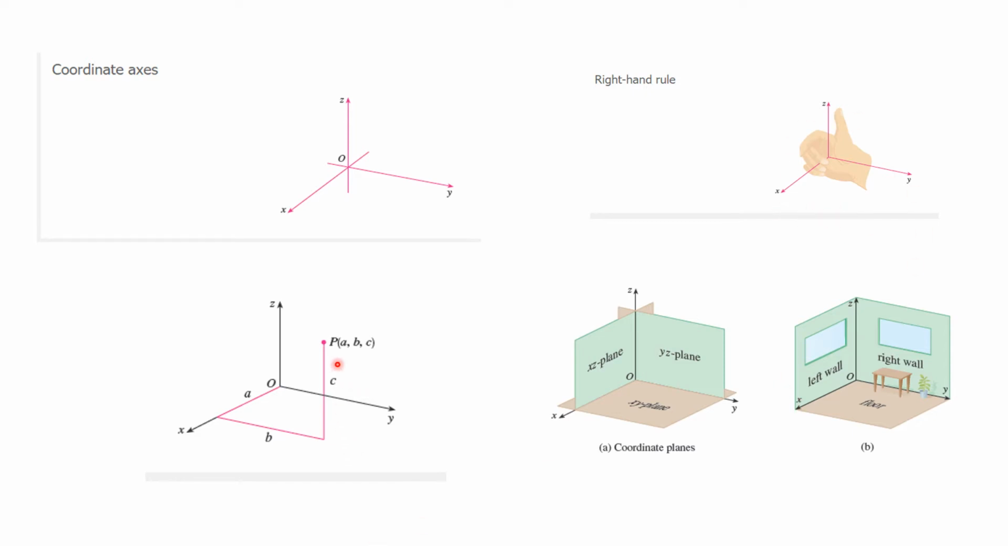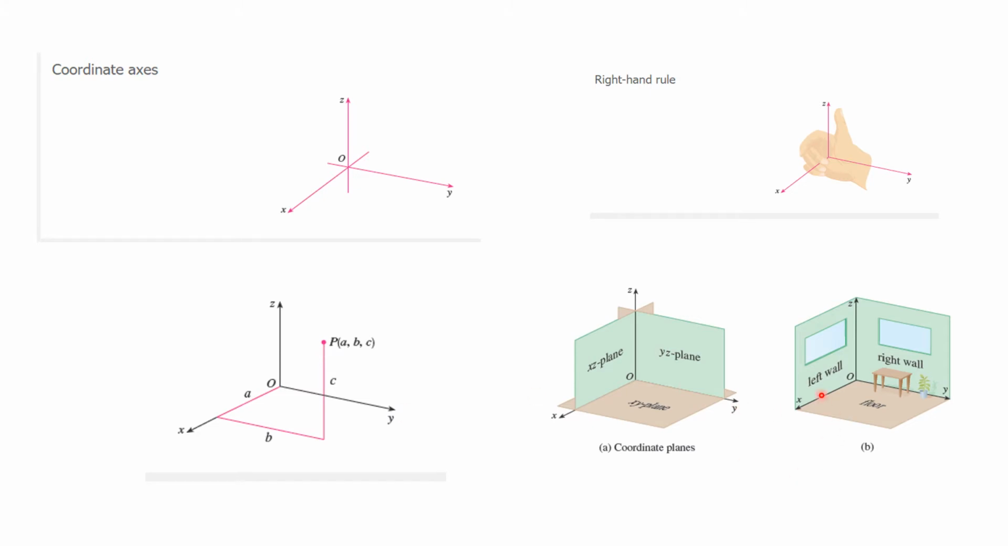We describe a point that is called (a, b, c) by realizing that this is an ordered triple. So x is a, y is b, and z is c. And so we go out a units on the x-axis, we go positive along the y-axis b units, and we go up c units on this z-axis.